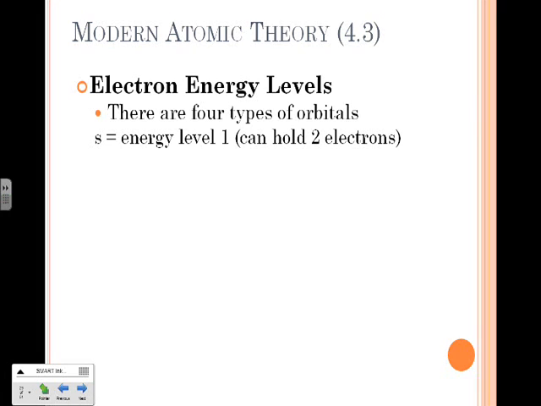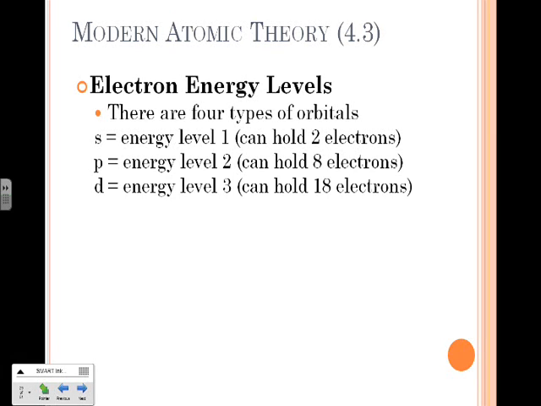There are 4 types of orbitals. There's an s orbital, which is energy level 1, and it can hold 2 electrons. There's a p orbital, which is energy level 2, and it can hold 8 electrons. D is energy level 3. It can hold up to 18 electrons. And F is energy level 4, and it can hold up to 32 electrons.